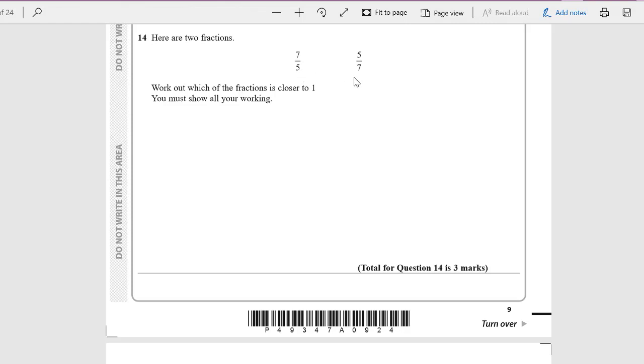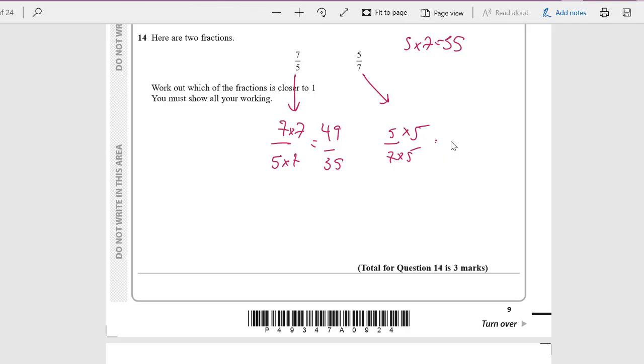So we have 5, we have 7. We think of our multiplication table. So we know that 5 times 7 is 35. So for this one here, we'll say 5 times by 7. So the top multiplies by 7, which gives us 49/35. And this one here, well, we know 5, and we times this by 5, we times this by 5. So we're going to get 25/35.